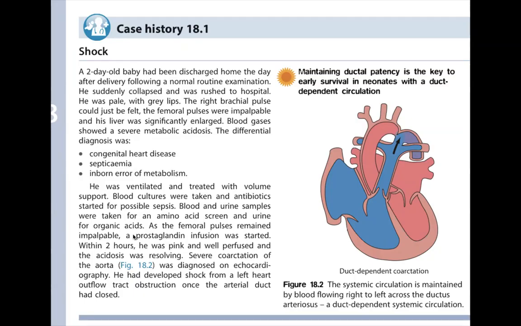So as Dr. Manish said, we will cover all our differential diagnoses. To diagnose congenital heart disease, you will do an urgent echo. For septicemia, you will take all the laboratory investigations needed for sepsis. And for inborn errors of metabolism, you will take blood and urine samples for amino acid screen and urine for organic acids.